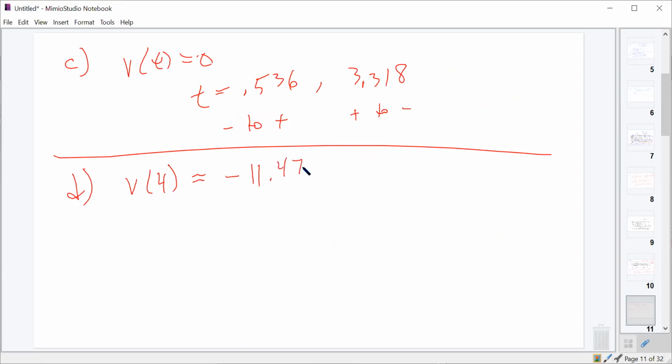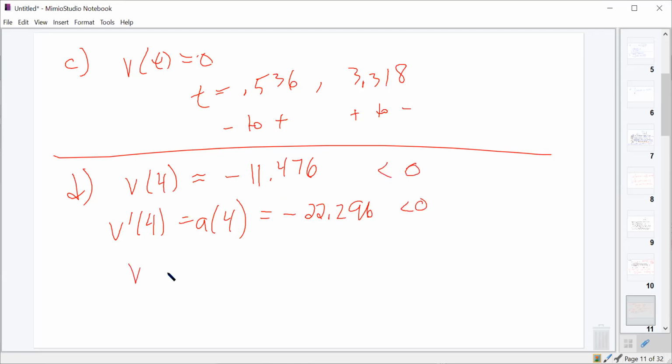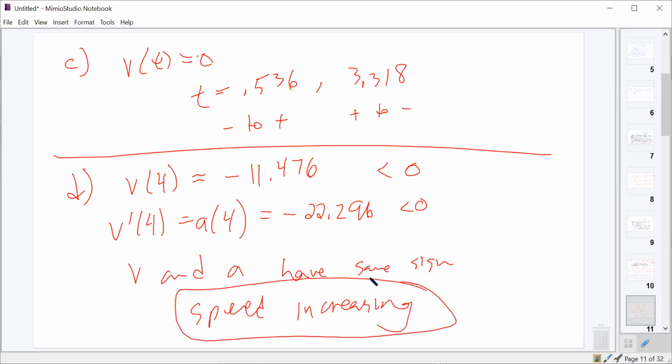Negative 11.476. And then you would find v prime of 4, which is a of 4. And that comes out to be negative 22.296. And since both of those are less than 0, we would say velocity and acceleration have the same sign. Speed increasing. Everybody good with that? And that was worth 2 points. Any questions or issues with that one?